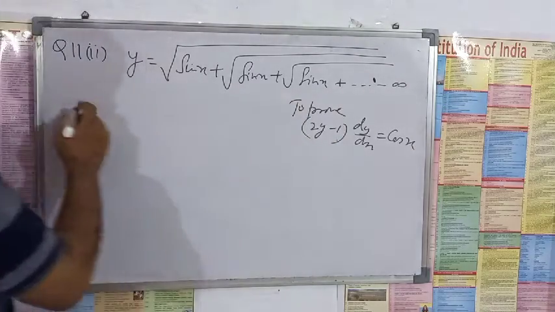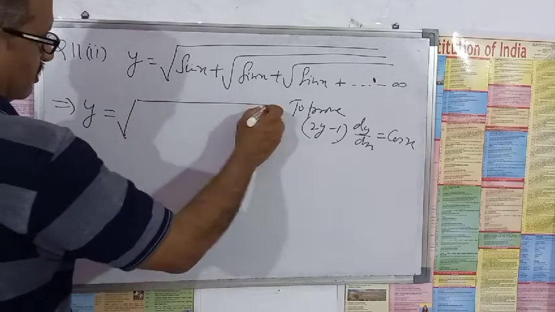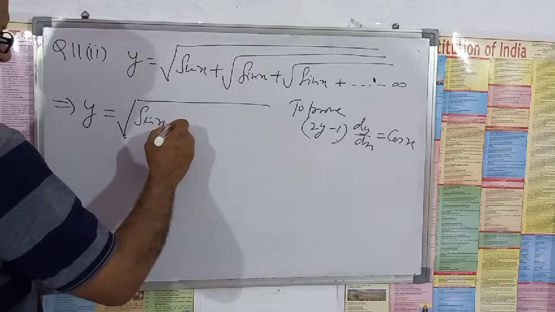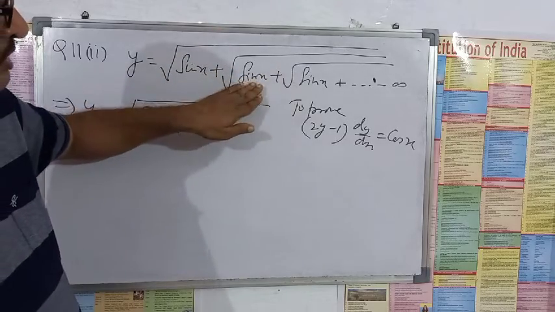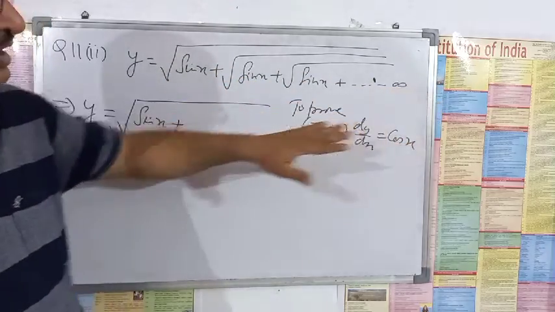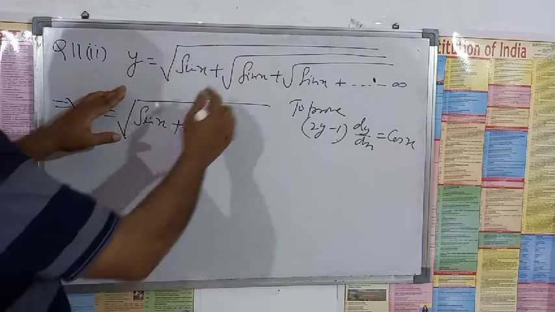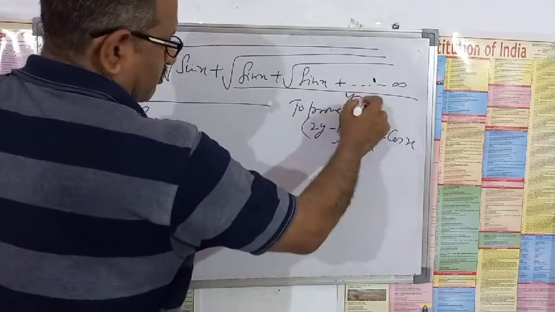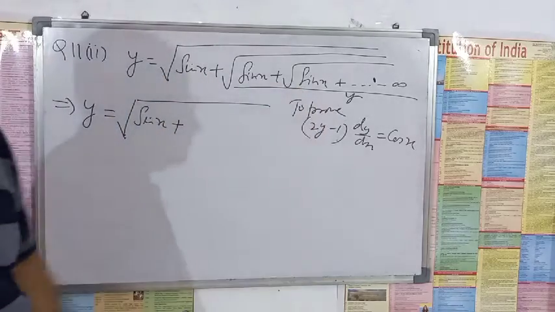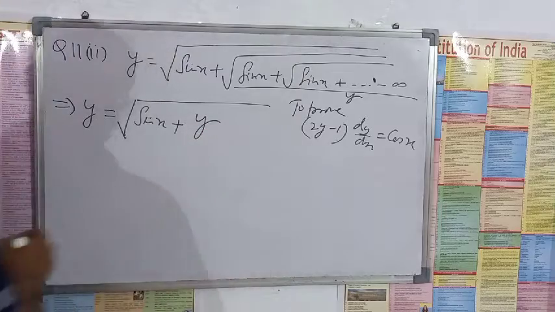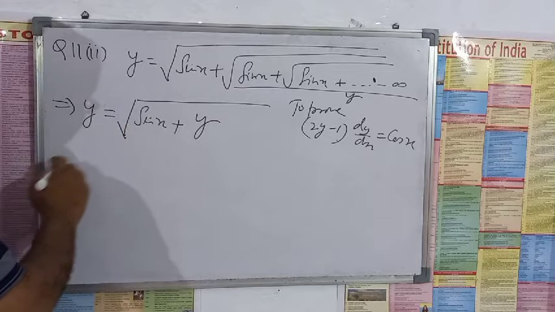It is up to infinity. We can write y is equal to root sin x plus, and if we cover this first root sin x, the remaining part is again root sin x plus and so on up to infinity, which is equal to y. So we can write sin x plus y under the root. Squaring on both sides to remove the root sign.